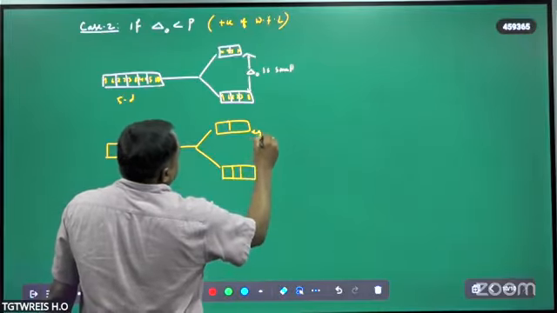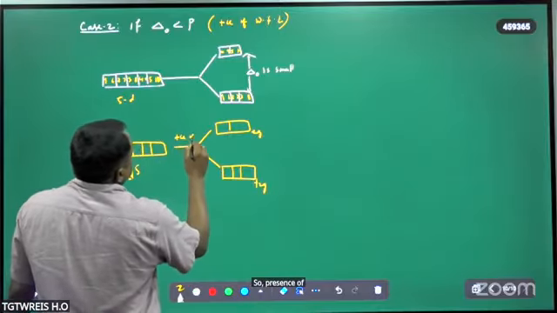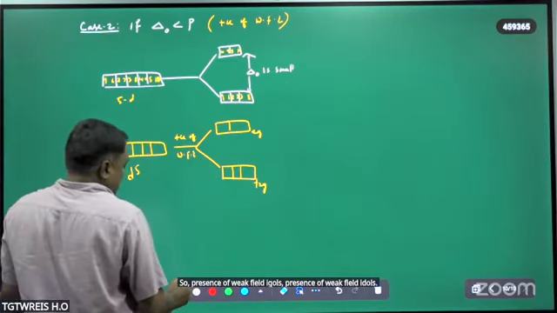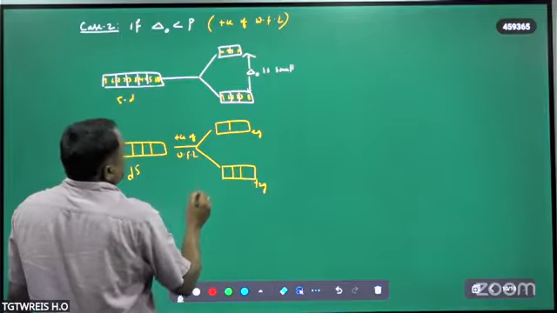This is the EG. This is the T2G. So, presence of weak field ligands.